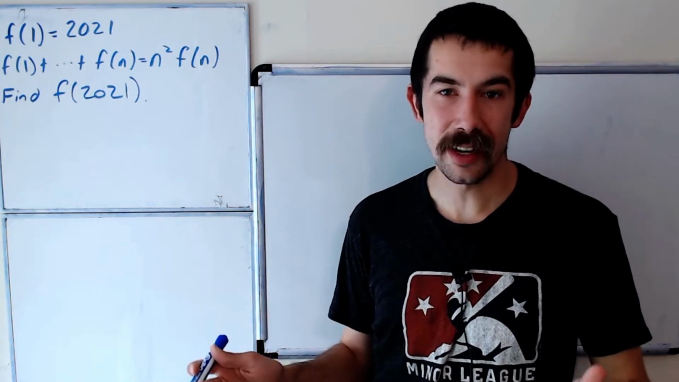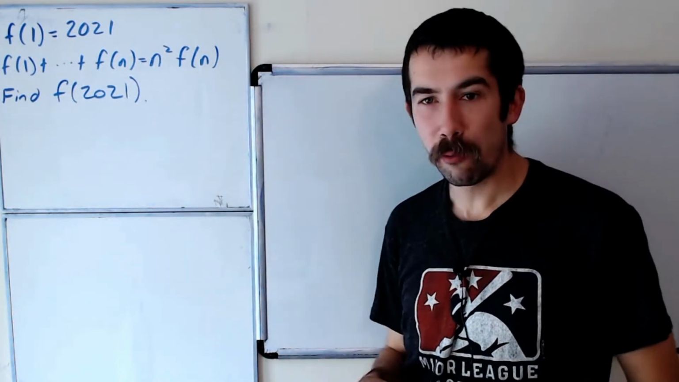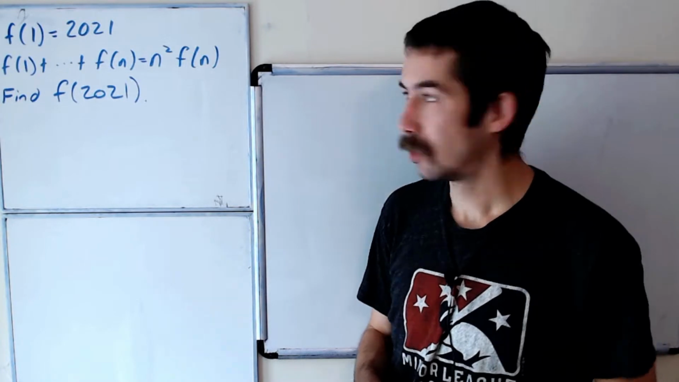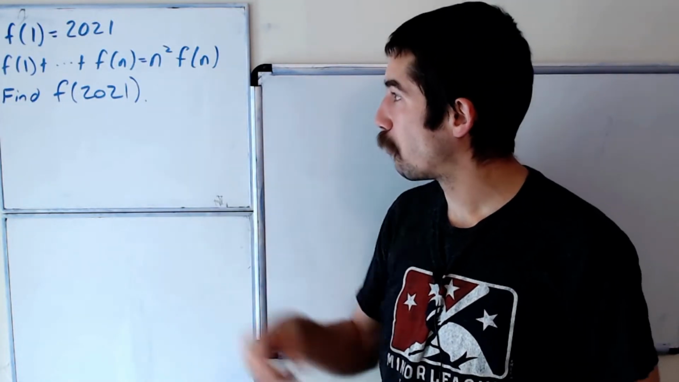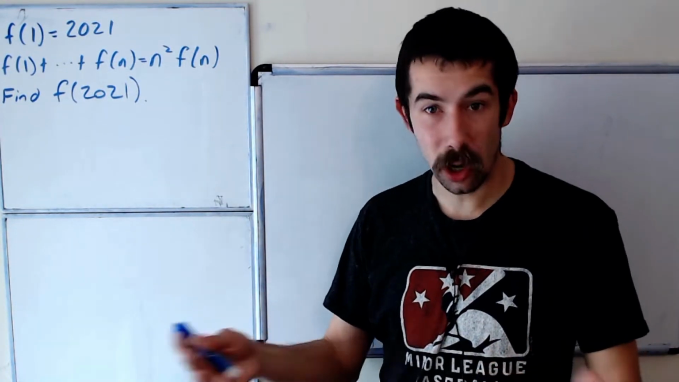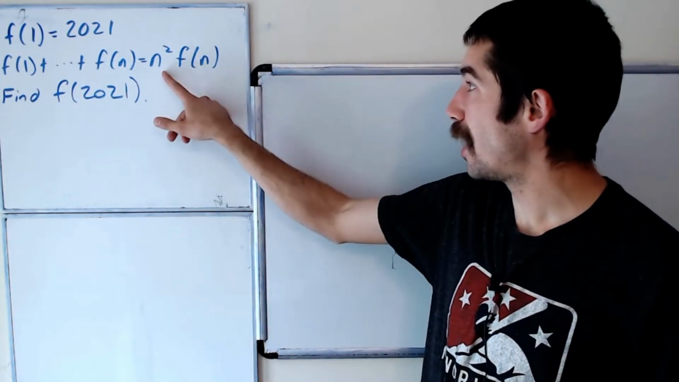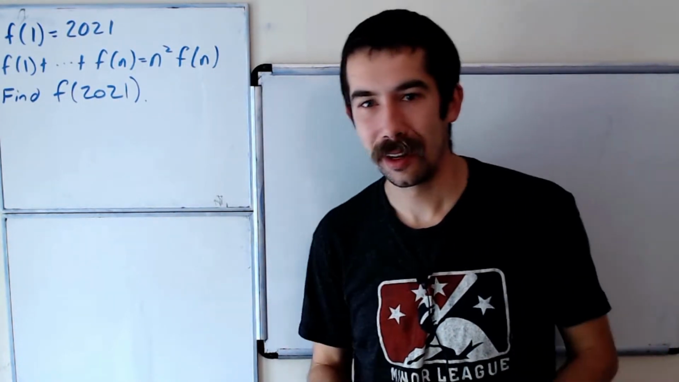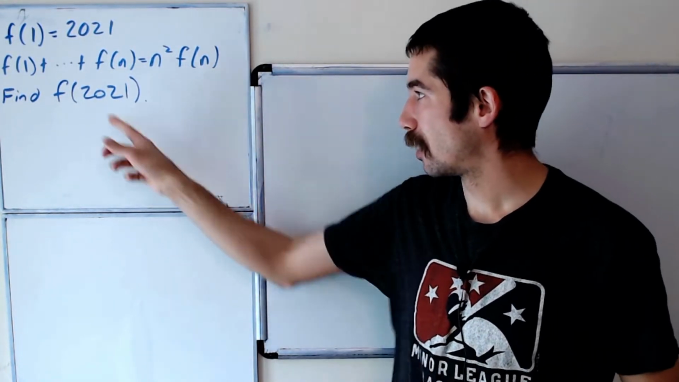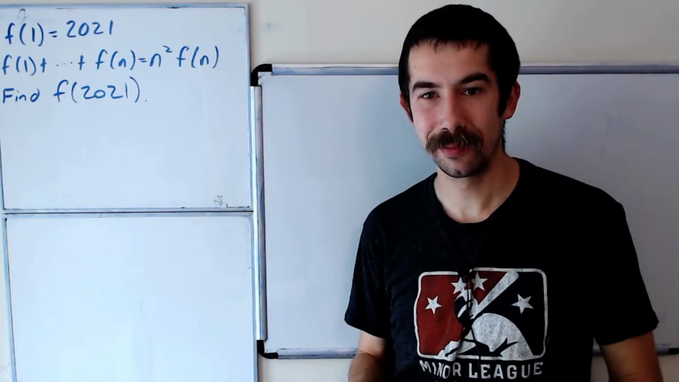Here was a question that was sent to me online. f of 1 is equal to 2021, and the sum of f of 1 plus f of 2 plus all the way up to f of n is equal to n squared f of n. And we want to find f of 2021.